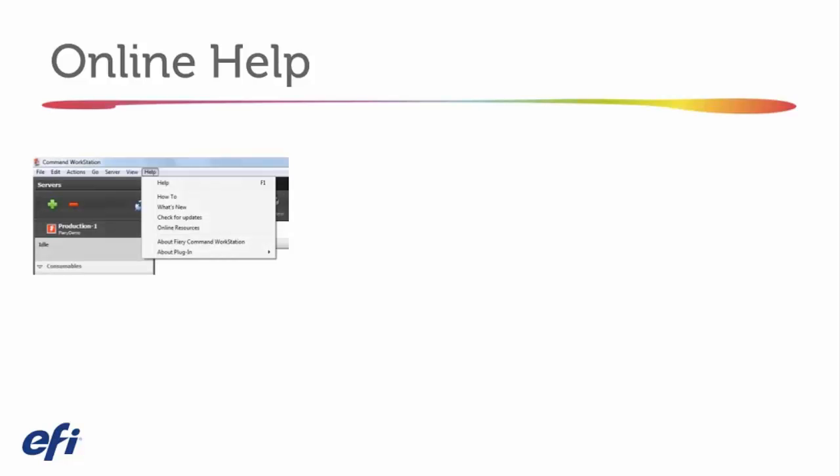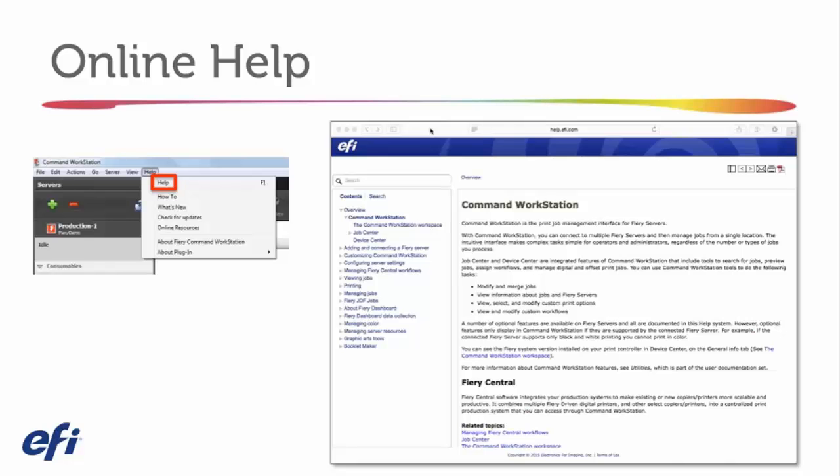So let's talk a little bit about help. We have a couple of tools here. First of all, built into Command WorkStation is an online help. If we look at the UI for a second, when you have Command WorkStation and go to the help button, you have the ability to get a very robust online help.